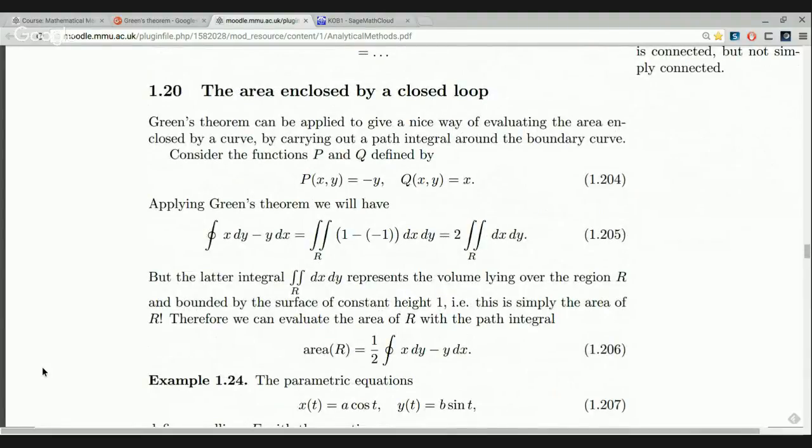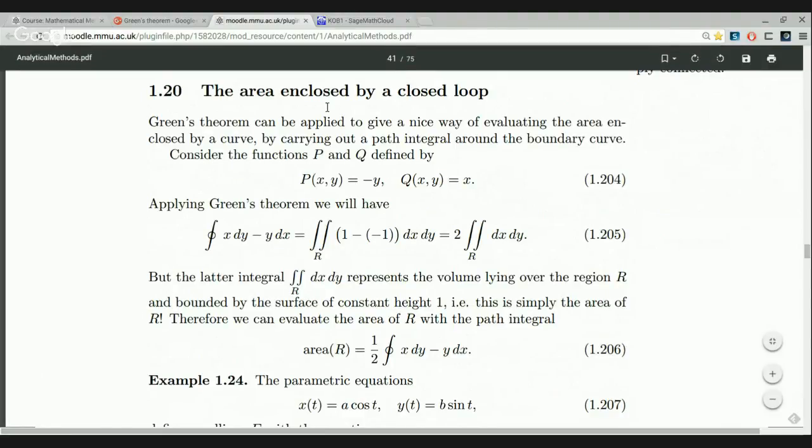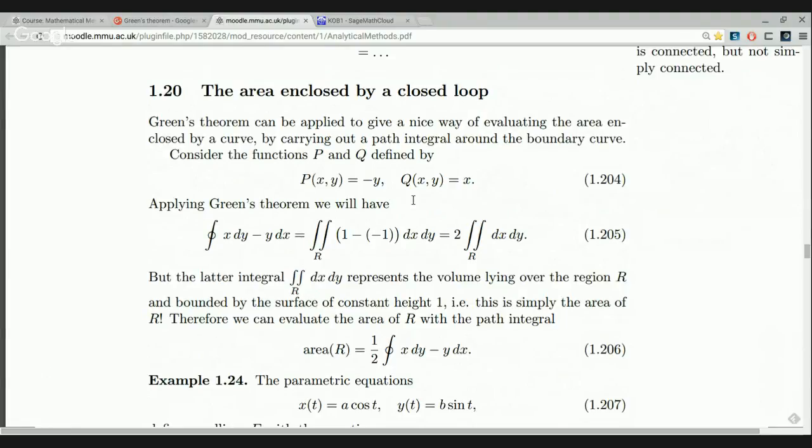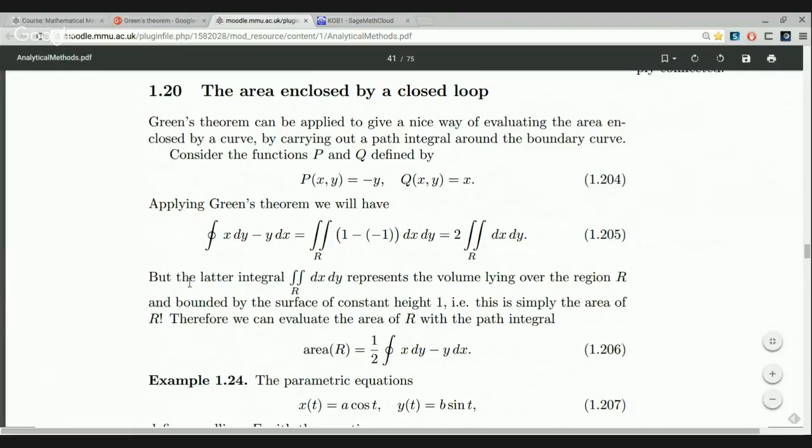That's to think about, can we use Green's theorem to tell us about the area of a region? Well, now there's a few different ways to do this, but if we make this particular choice of P and Q here, if we choose P of x,y to be minus y, and Q of x,y to just simply be x, and we apply Green's theorem to this, we see that the integral of Q dy plus P dx, applying Green's theorem, is twice the integral over R of dx dy.